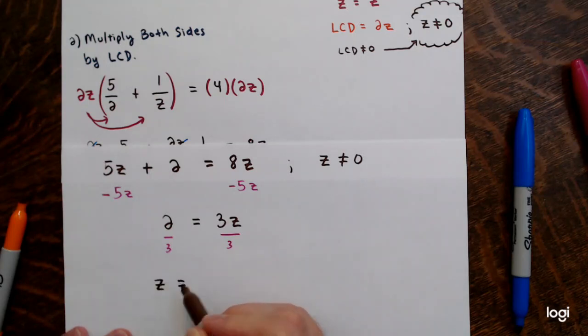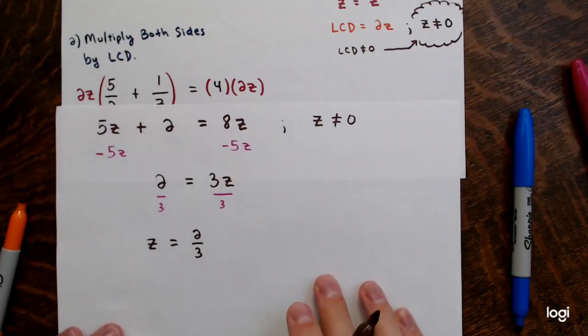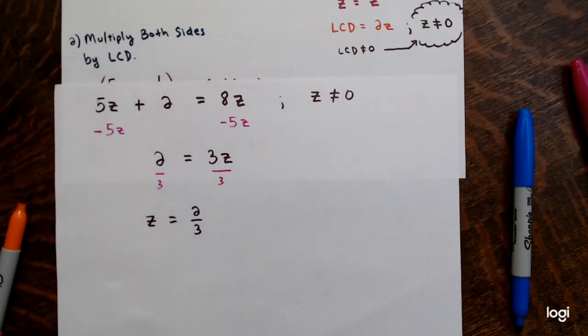I have z, put it over here on the left now, equals, and then this side is 2/3, so I'll just make that on the right side. Okay, so z equals 2/3. Notice, great, it's not 0, so that's wonderful.